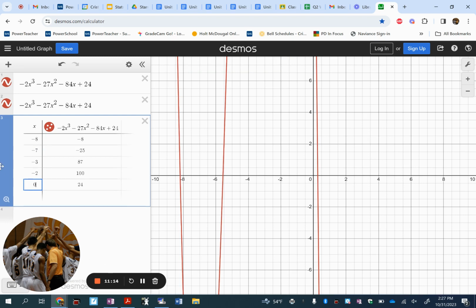Are you guys ready? Yes. Oh my gosh, I'm so excited just to hit this little magnifying glass. Oh my gosh, I'm so excited.